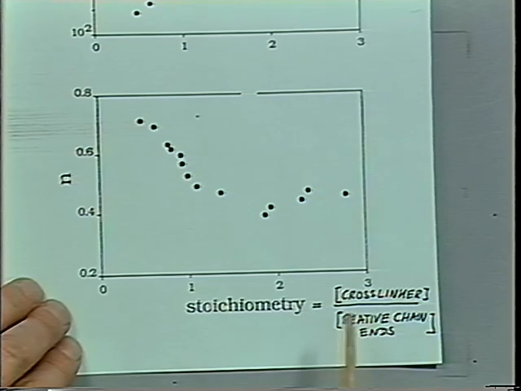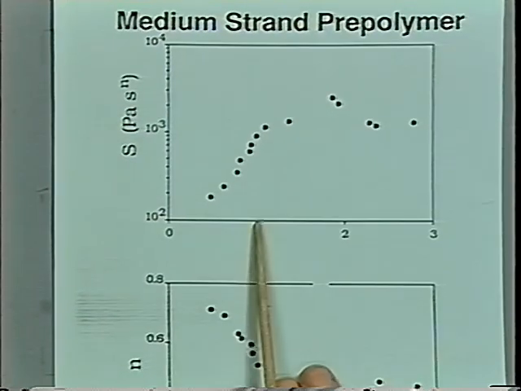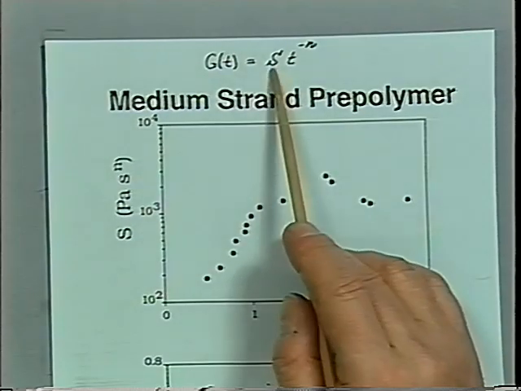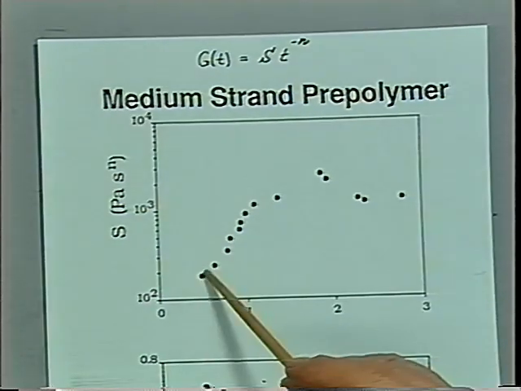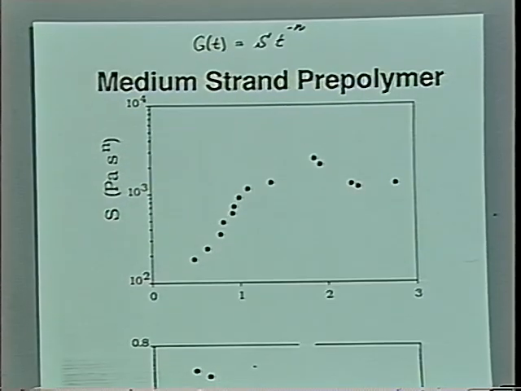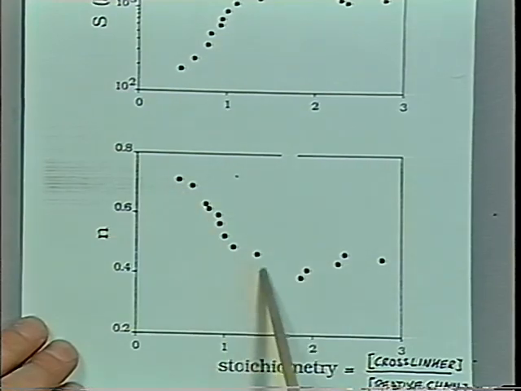So he's changing those. In the case of balanced stoichiometry, if this is 1, you would get the most perfect network structure. So he's including that. And he has now the front factor. We're looking at the parameters S and N, those two constants. Now, S is increasing with increasing stoichiometry, and N is somewhat decreasing.